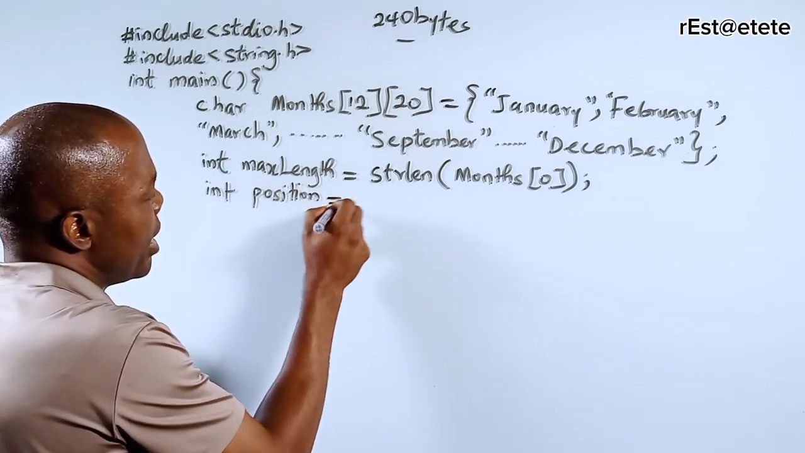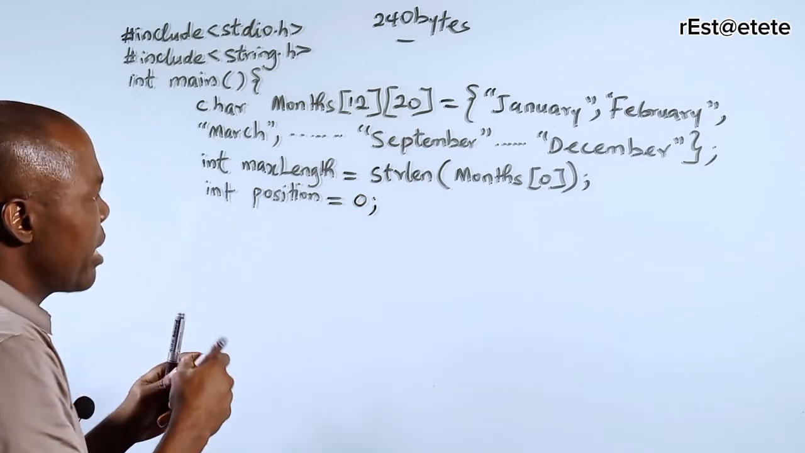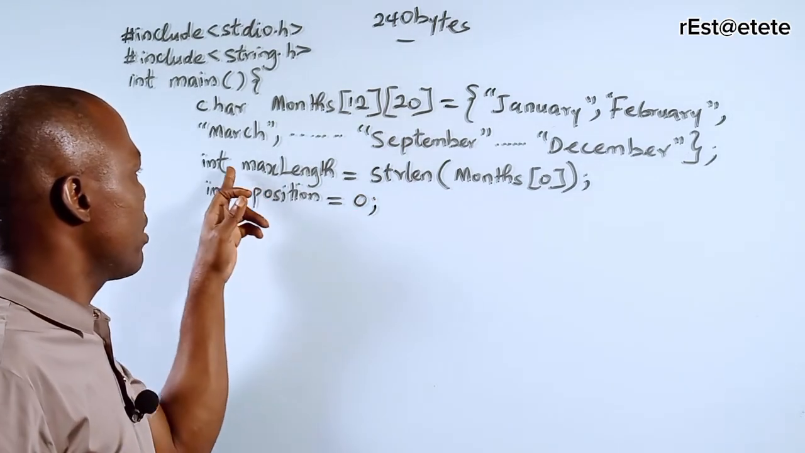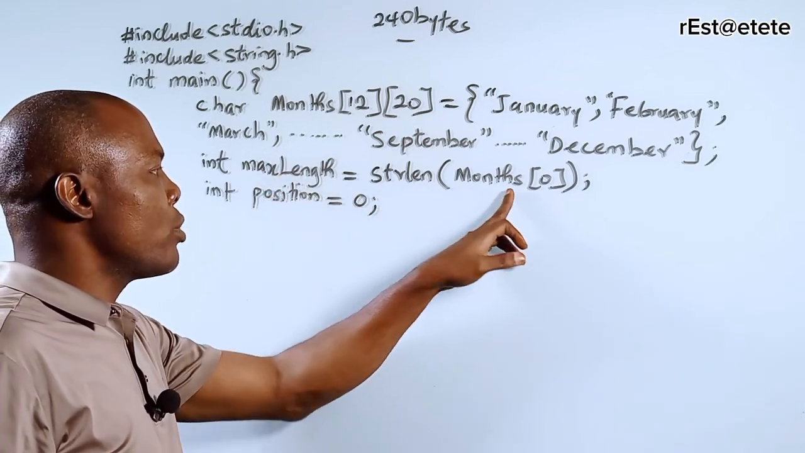Another variable, and I will assign 0 to it. So what am I doing? I declare the variable in the integer realm called max length. So I'm supplying month 0.